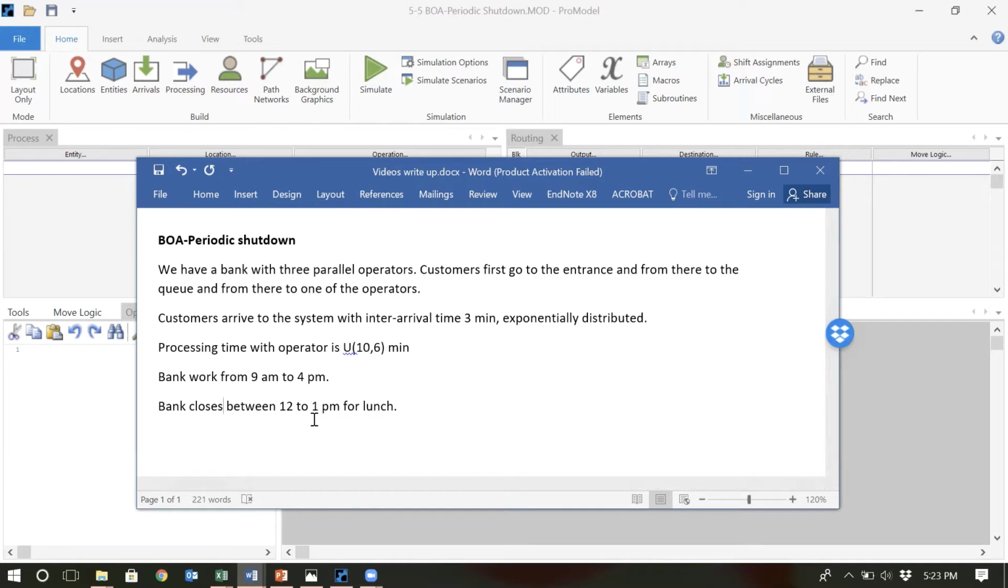So please pause the video at this point and create these 3 locations: entrance, queue, and operators. We have 3 parallel operators. For the entrance and queue, pick the capacity of infinity. For operators, obviously the capacity is 1. They can process 1 customer at a time. For the arrival process, customers come to the system 1 by 1, and the inter-arrival time is 3 minutes, exponentially distributed. So please create the locations, create the entity, customer, and create the arrival, and then we do the processes together.